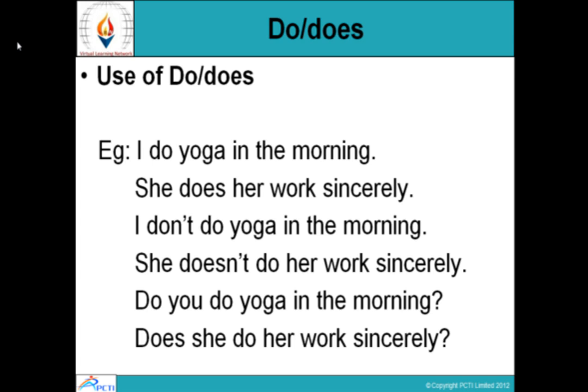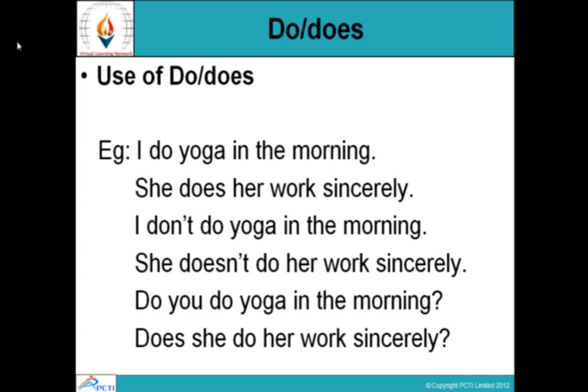Like I eat food, I do yoga. To change into negative, we need a helping verb. And for this particular tense, the helping verb that we have to use is do. So obviously, I, helping verb do, not main verb do, yoga in the morning. You will come across many such sentences, not only with do, but some other words as well. Other words we will do in later session. So, she doesn't do her work sincerely.